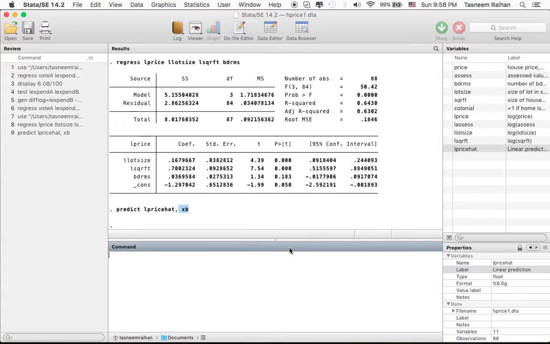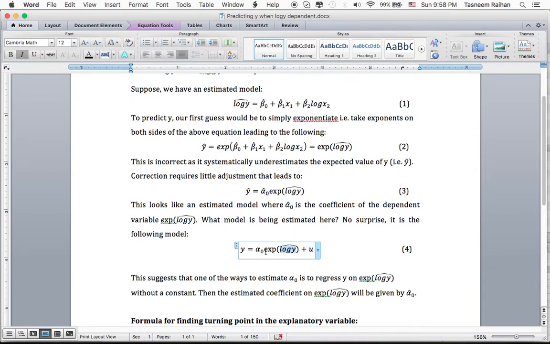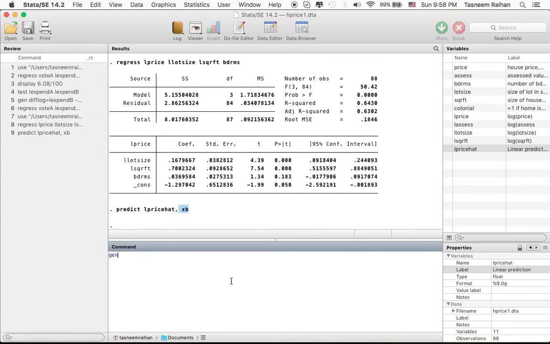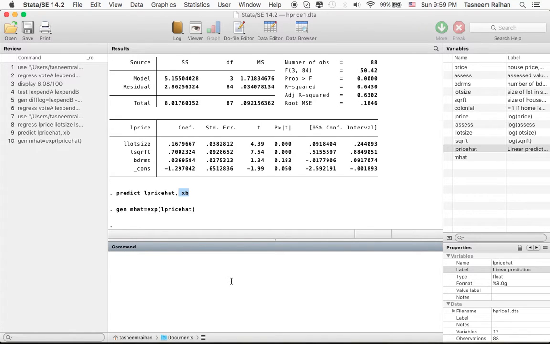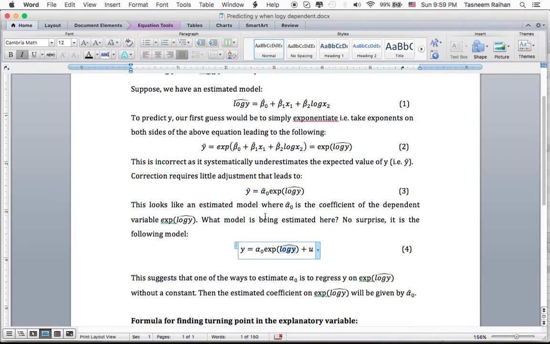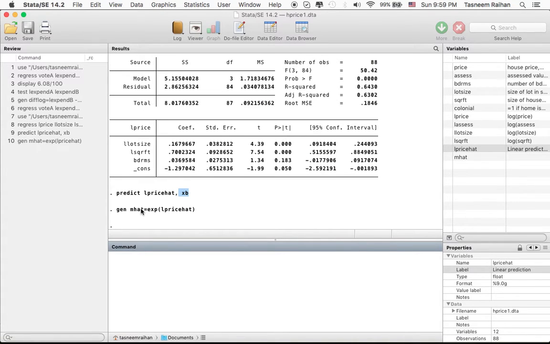So we have got log y hat, which is L price hat, but we also need to convert it into the exponent. So we create a new variable. Let's write generate m hat equals exponent of L price hat. Hit enter. So this m hat is nothing but exponent of log y hat.